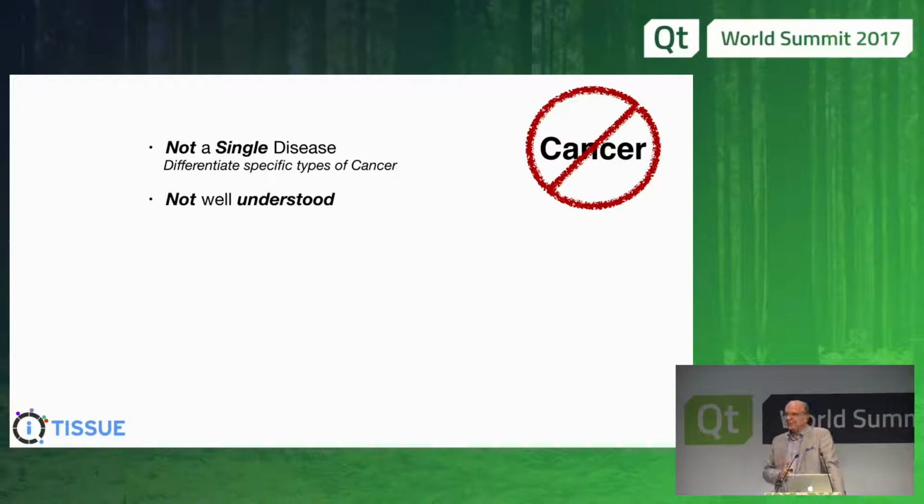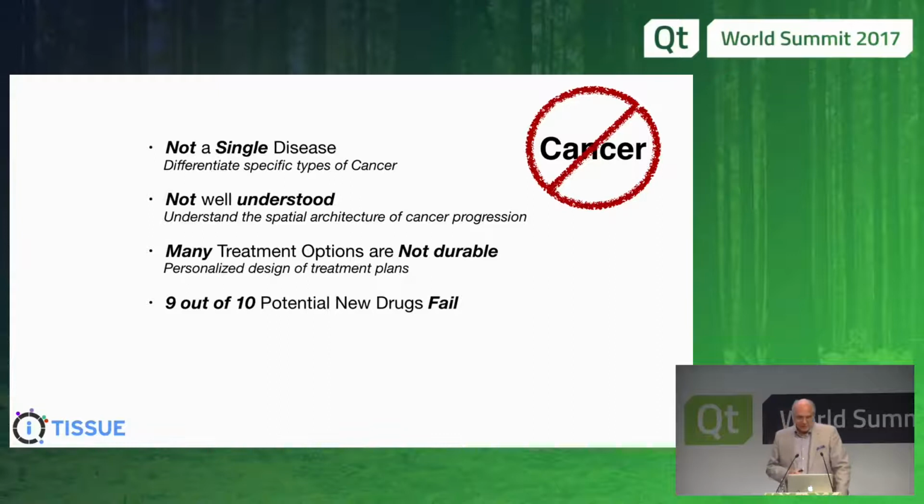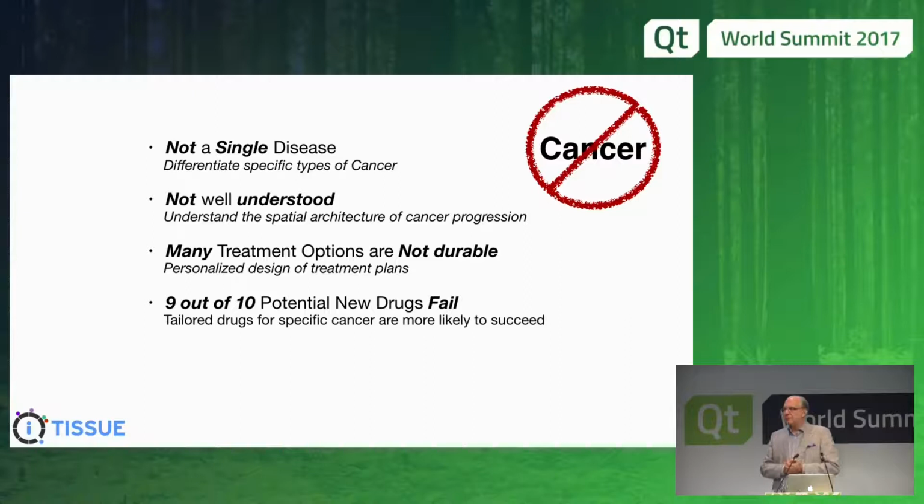And in doing so, we will learn the spatial architecture and be able to find those druggable targets to get treatments that are more durable and that are properly designed for individual patients, so more personalized treatment plans. And unfortunately, when we develop new drugs, 9 out of 10 drugs tend to fail before they're even released. So we need to actually make sure that we design drugs that are specific to a particular kind of cancer and specific to a particular patient.